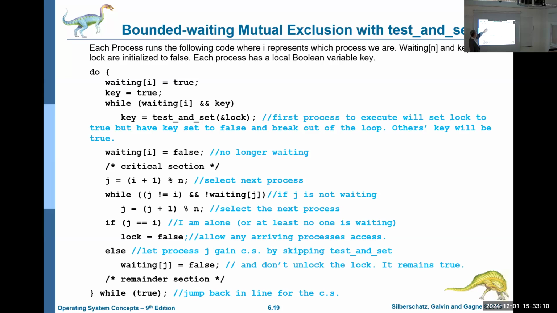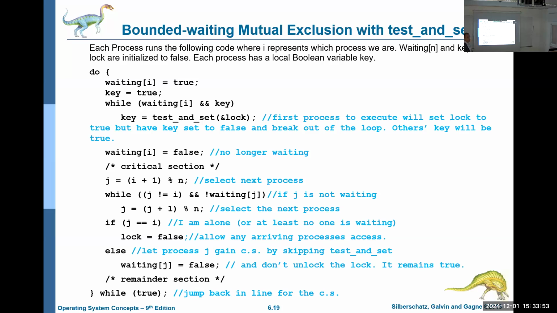So what do I say? I say waiting[i] equals true, which means I'm interested, right? And I say key equals true. And then I say, while waiting[i] and key are true, in other words, if I'm waiting and I have the key, well, I do in this case, because I just set them to be true, so now try to lock. So the first process to execute will set the lock to true, and it'll be locked, but have key set to false.